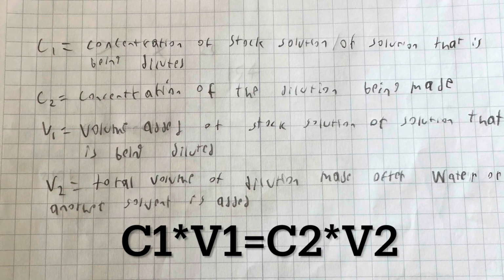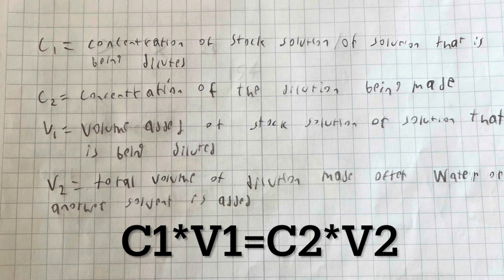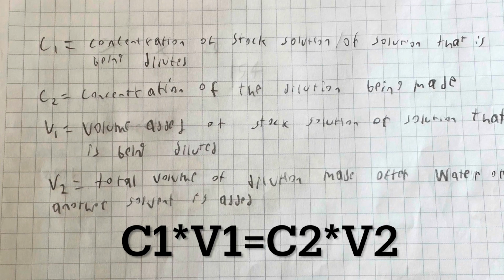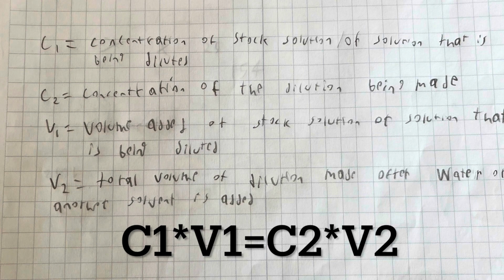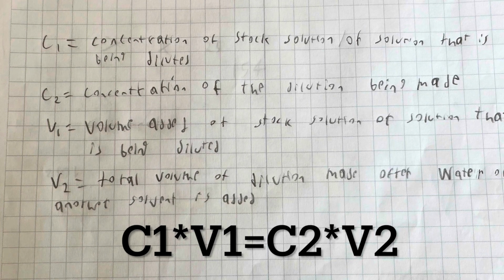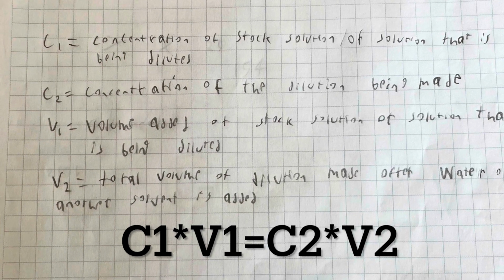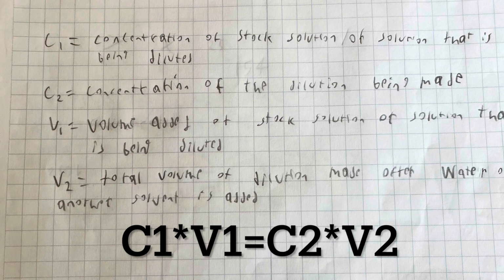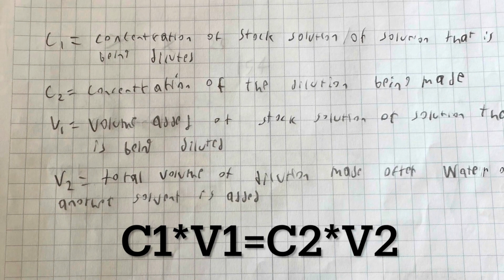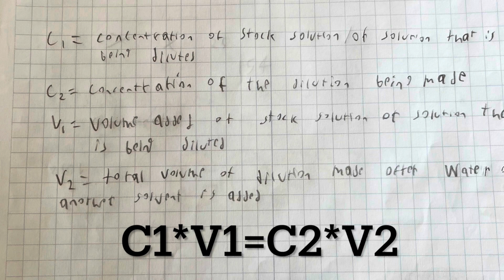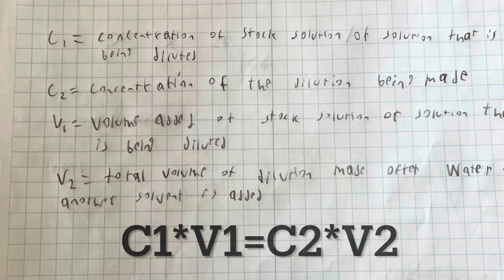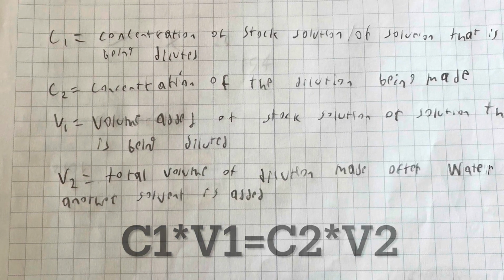The equation we use to determine the dilution solution is C1V1 equals C2V2. That is, original concentration multiplied by the original volume equals the diluted concentration multiplied by the volume of the diluted solution. This equation works because both solutions are proportional.